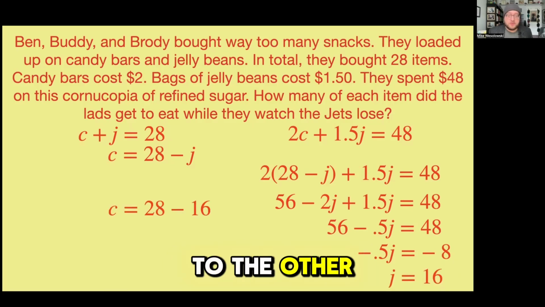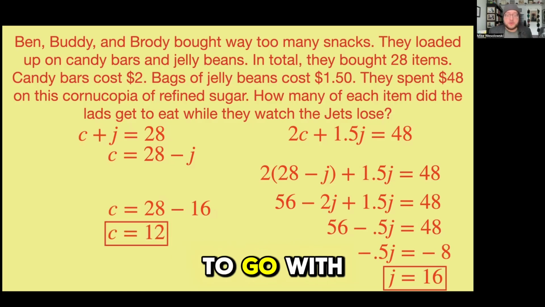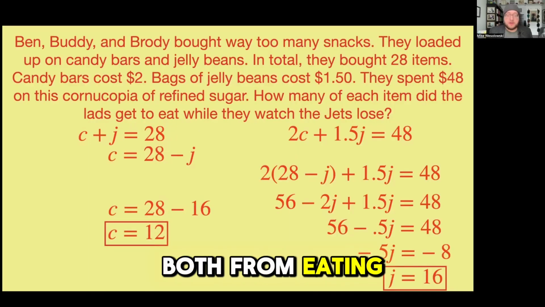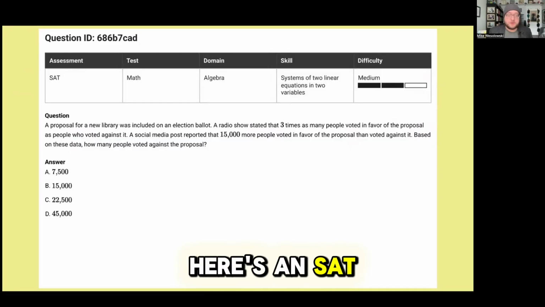Bring it over to the other one. C equals 28 minus 16, or C equals 12. 12 candy bars to go with our 16 bags of jelly beans to munch on while we watch the Jets drop another one. Good luck with the inevitable stomach ache, both from eating all the food and from watching the Jets. Here's an SAT question.